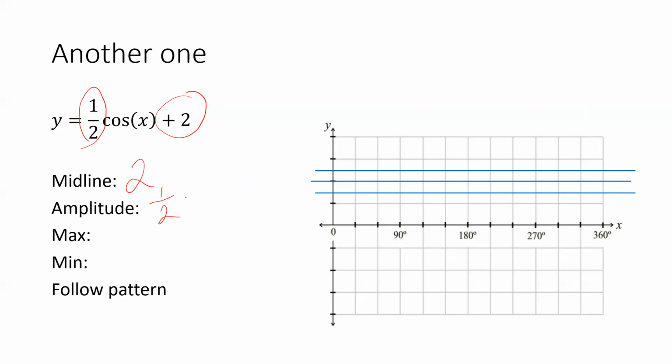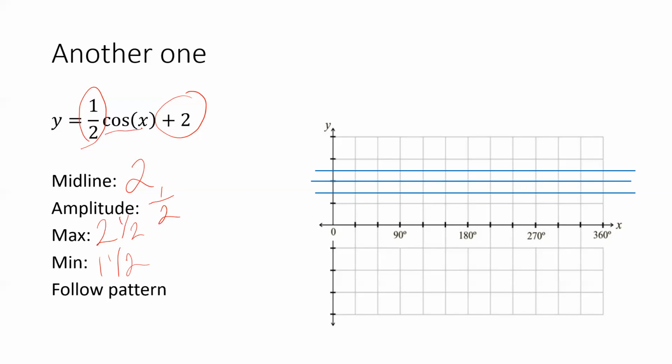So if I'm looking at that midline and that amplitude, my maximum, the line that's up on the top, is at 2.5. So my maximum value is 2.5. The minimum value, the lower line, is at 1.5. So my graph is only going to go up to 2.5, and it's going to go down to 1.5. And that's it. It's just going to stay in that little range. From there, we're just following the pattern.